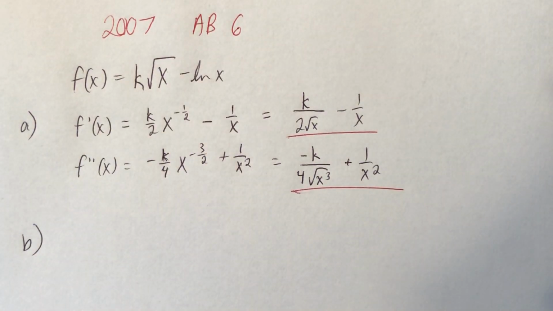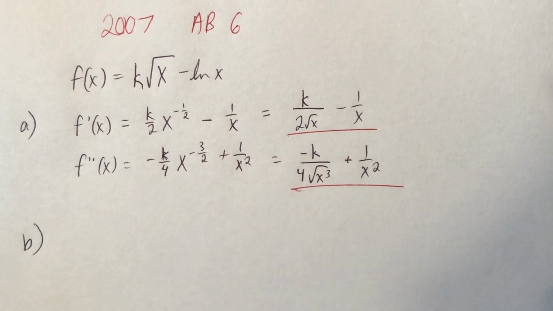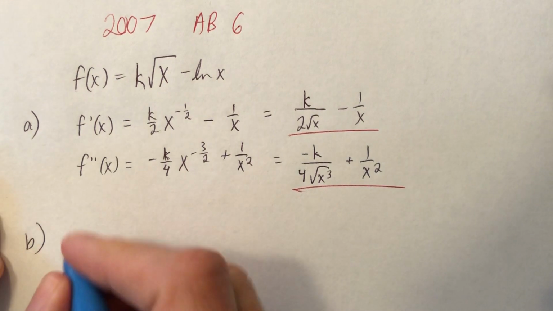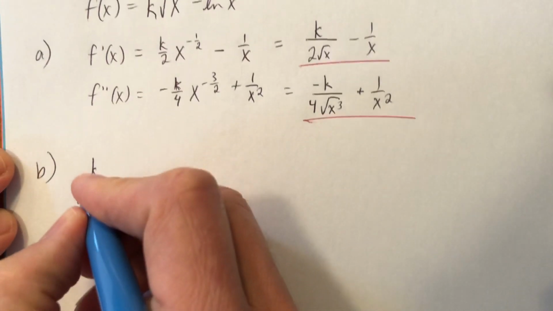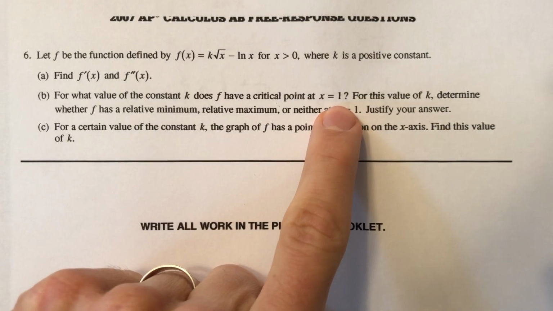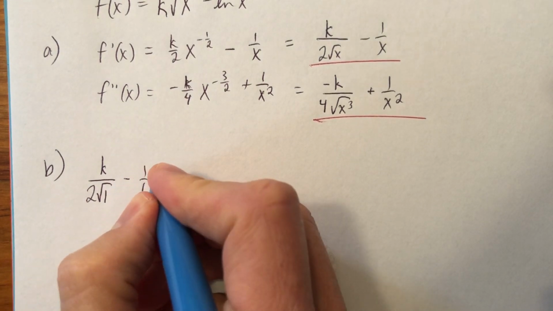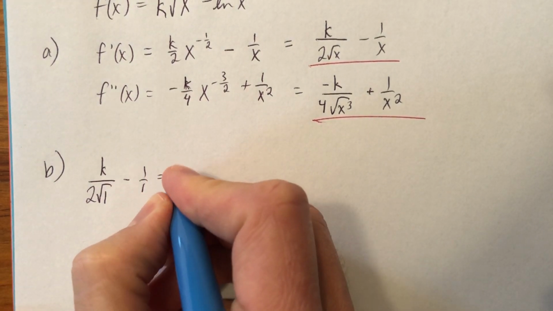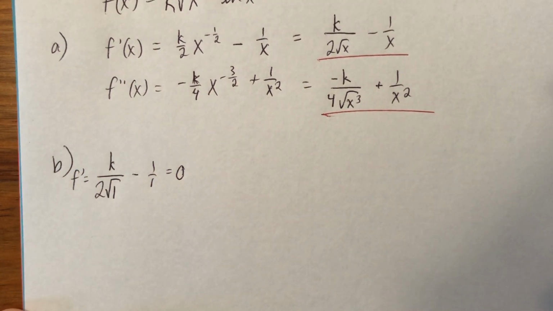I want to take the derivative and set it equal to 0, and then we'll go from there. So k over 2 square root of 1, actually. So here's what it said. What happens at x equals 1? So we'll put that at 1. And then minus 1 over 1, and that is equal to 0. So it's where f prime equals 0.